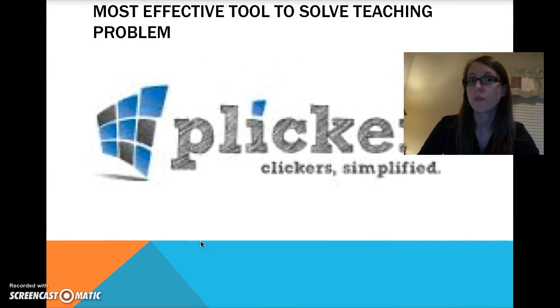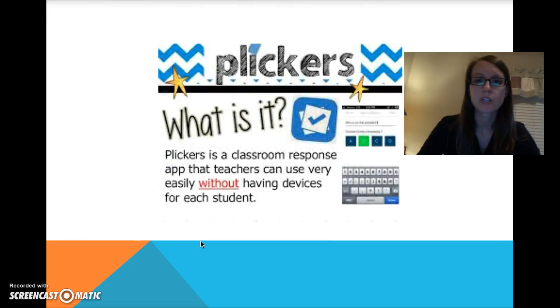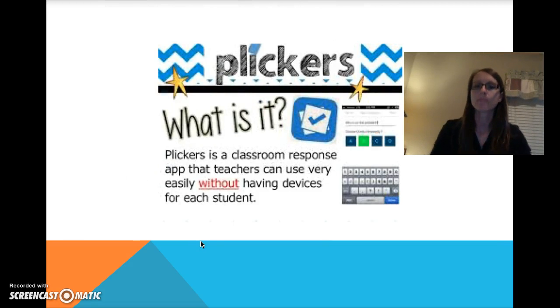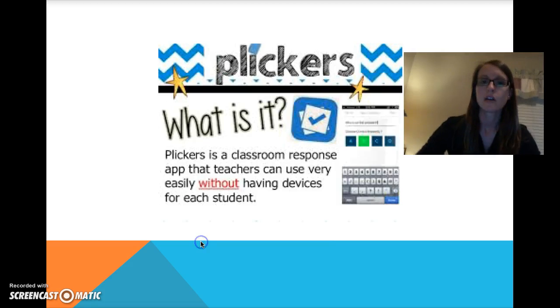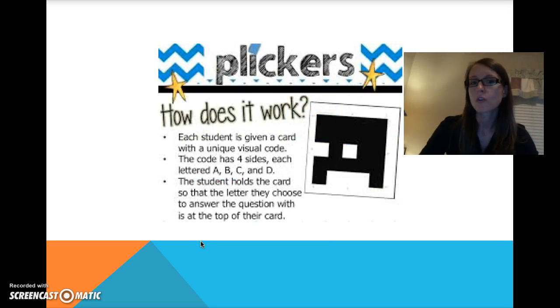So the most effective tool out of these three that I chose to solve the teaching problem is Plickers. Plickers, what is it? It is a classroom response system app that teachers can use without having devices for each student. It's using the cards. So how does it work?